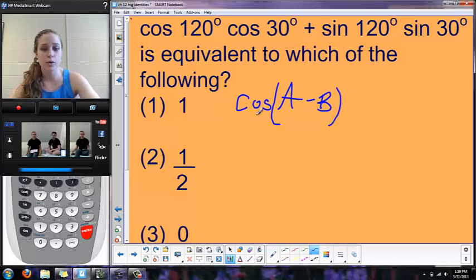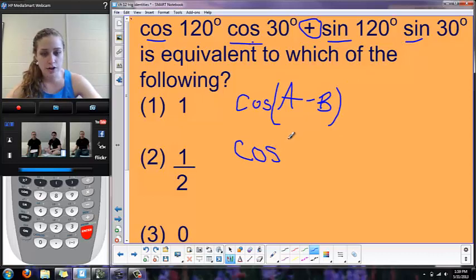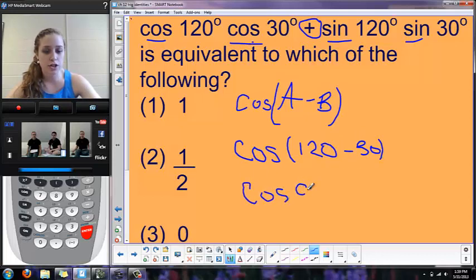Okay, so that's the equation that I matched up on my reference sheet. That kind of goes in this pattern. Cosine, cosine, plus sine, sine. Then all you're going to do is fill in the missing parts. Okay, so my A is whichever angle came first in this pattern. So my A is 120 degrees. My B is 30. So this is really cosine of 120 minus 30, which is 90 degrees.